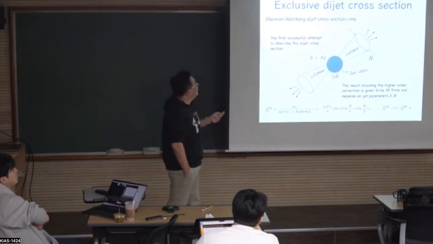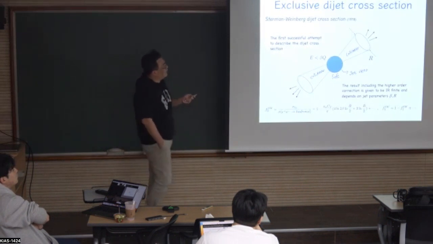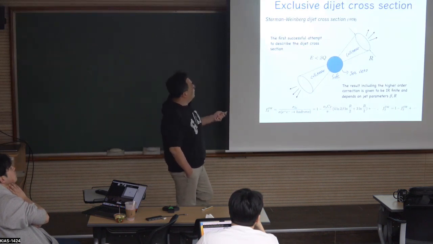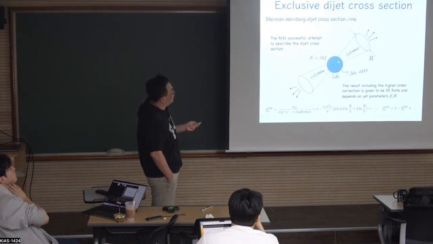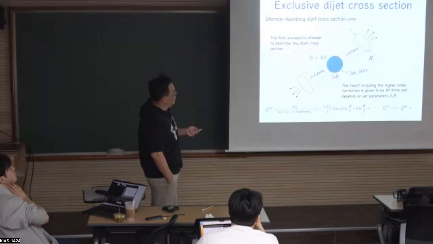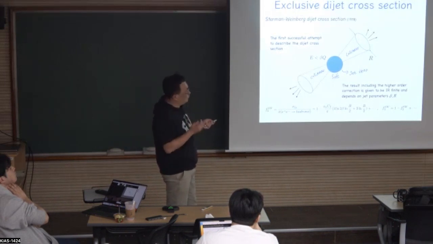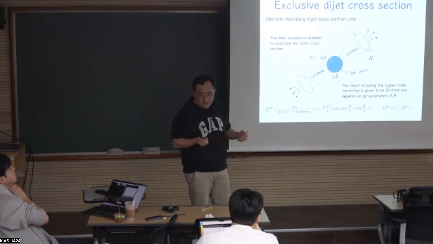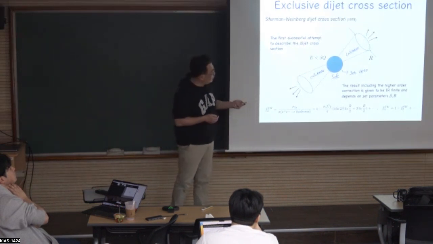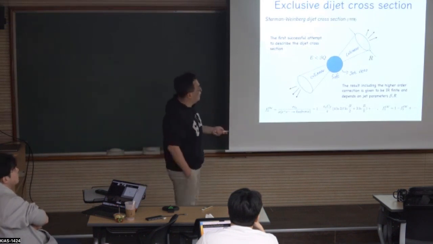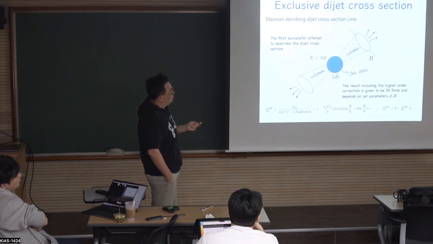In 1978, Sterman and Weinberg successfully calculated this dijet cross section to next-to-leading order. It is called the Sterman-Weinberg jet. From the e+ e- annihilation, we consider the q qbar pair production. Because of the large annihilation energy, this produces a very energetic q qbar pair moving in back-to-back directions. Then we can consider the gluon emissions.